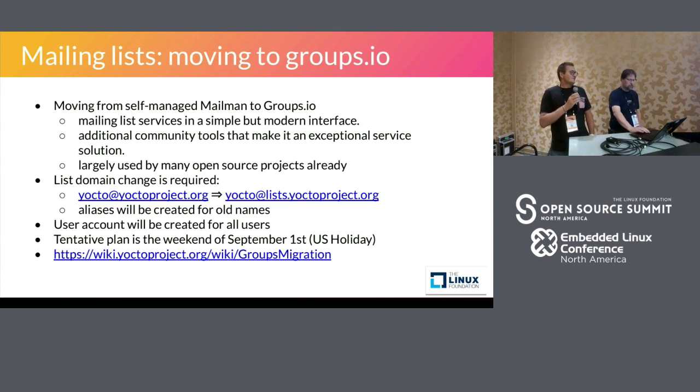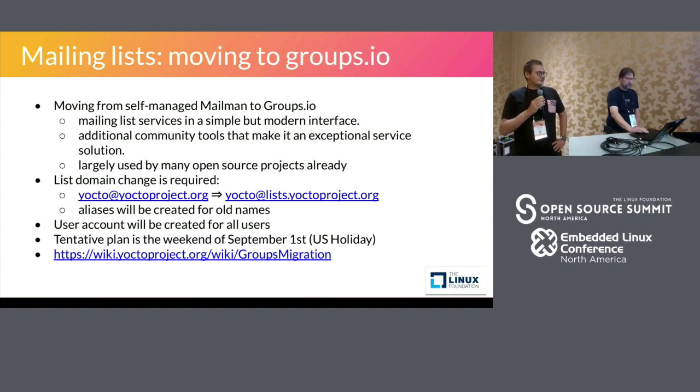One small technical issue that we have to highlight is that the name of the mailing list will change. We had to deal with some DNS issues or limitations, and so we are actually moving every list to list@lists.yoctoproject.org. Again, if you have any questions, any concerns, if you hate groups.io or if you love groups.io and you want to talk about that, come to me or come to Michael in the room and we can discuss and chat about that.